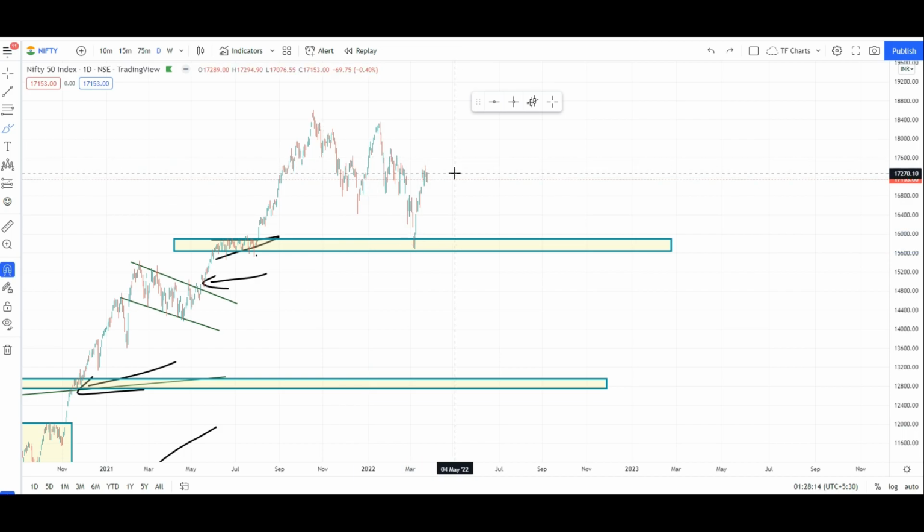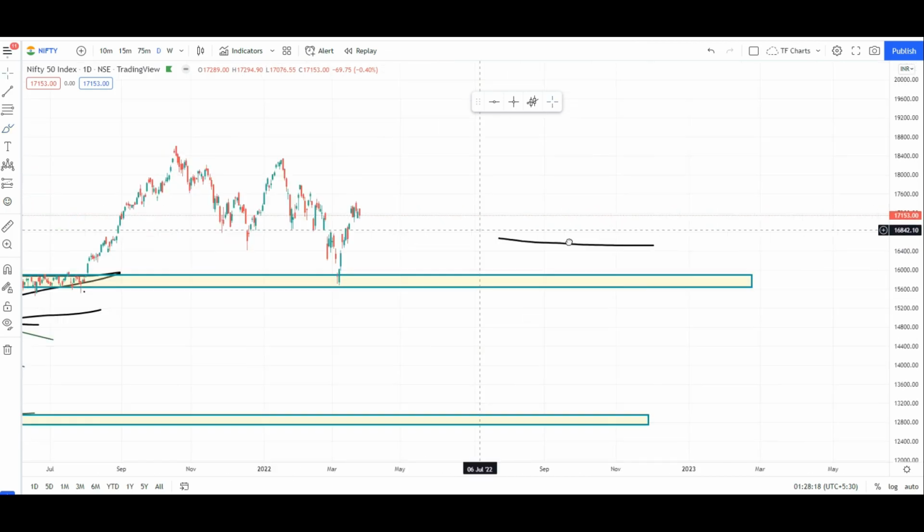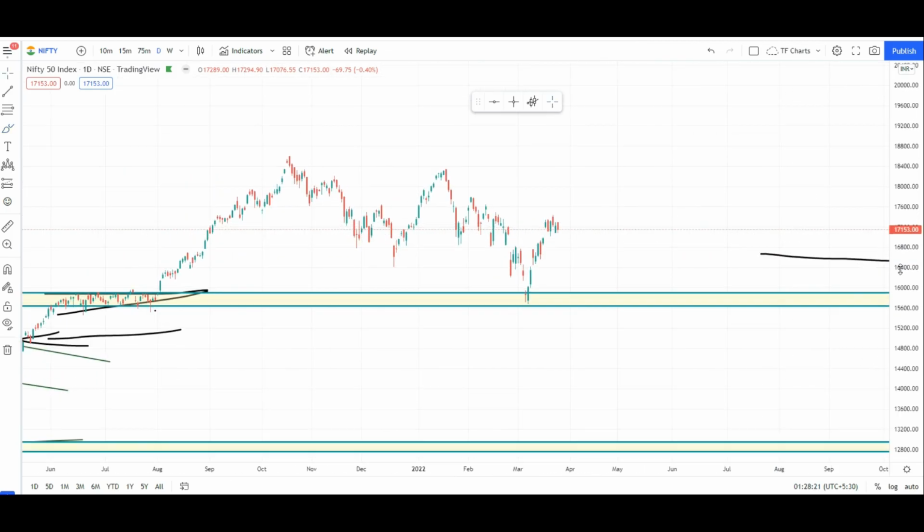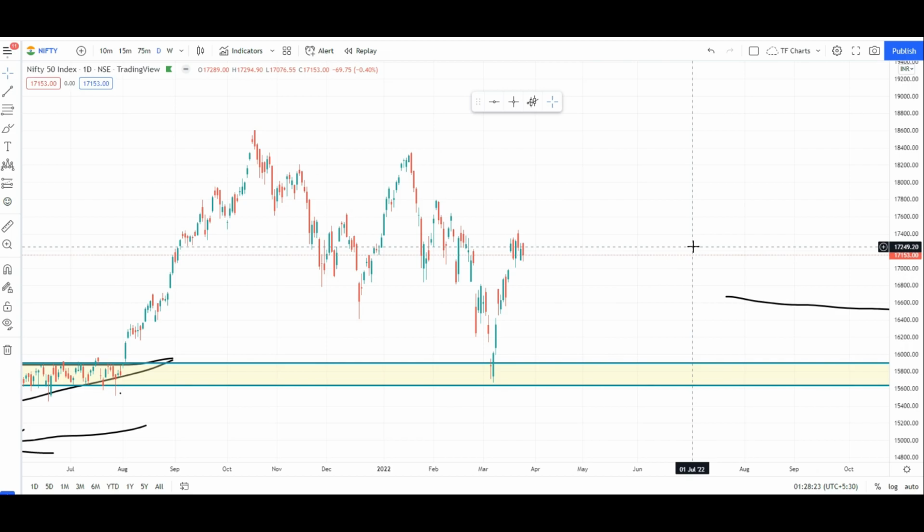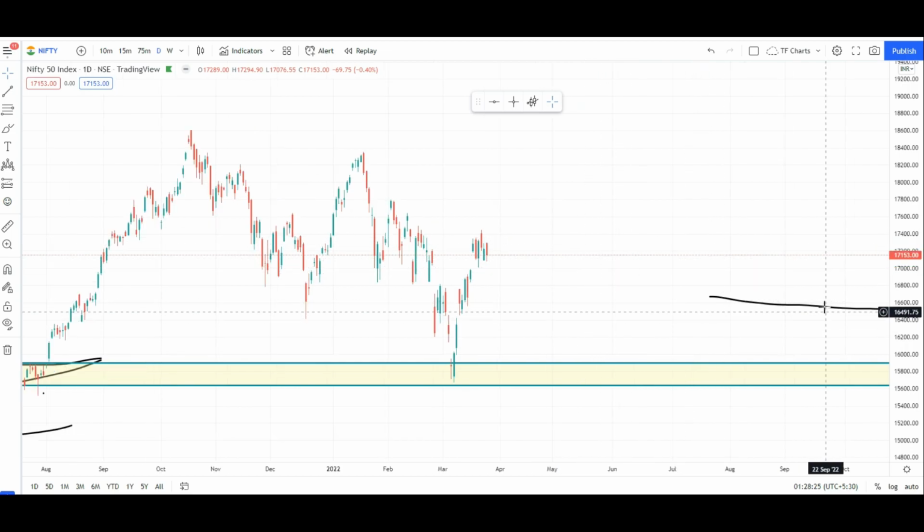In the last 1 or 2 months, Nifty never respected any technical analysis zones, guys, because markets were driven by news lately. If there was good news, markets went up, and if there was bad news, markets crashed down. So markets were driven by news for the last 2 months, to be honest.